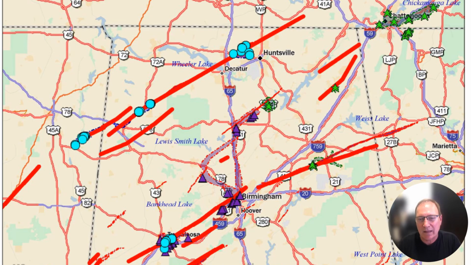So I like this graphic just because it gives you an idea of the path and the swath of a tornado. And that's not exactly drawn to scale. But the important point is this gives you an idea of how those tornadoes moved across the state of Alabama in late April of 2011.